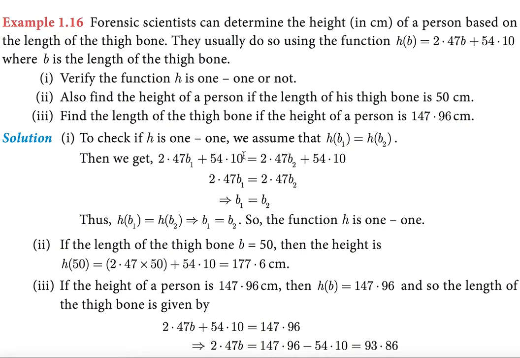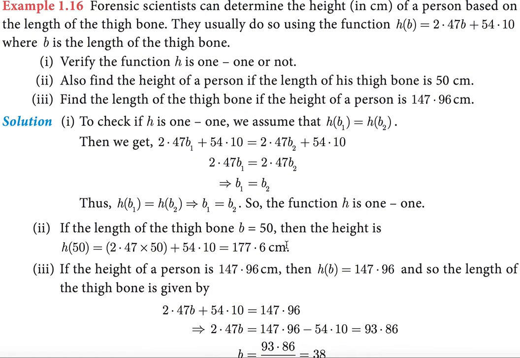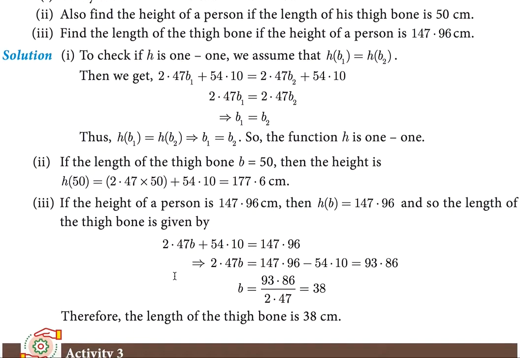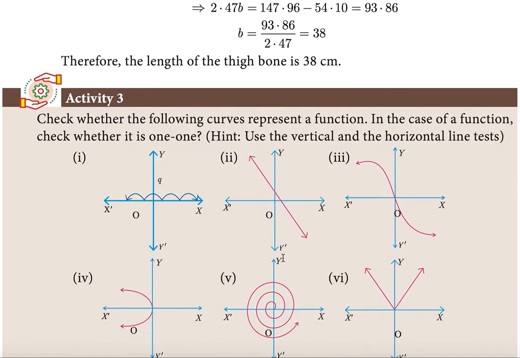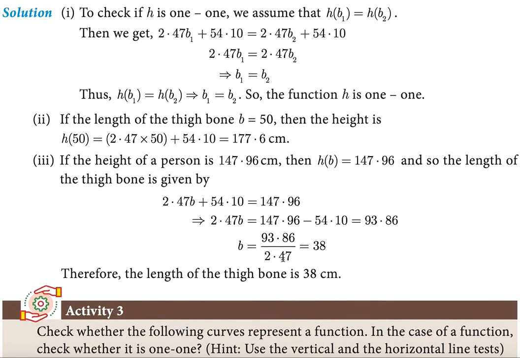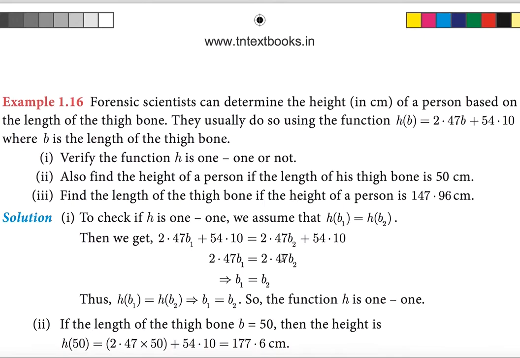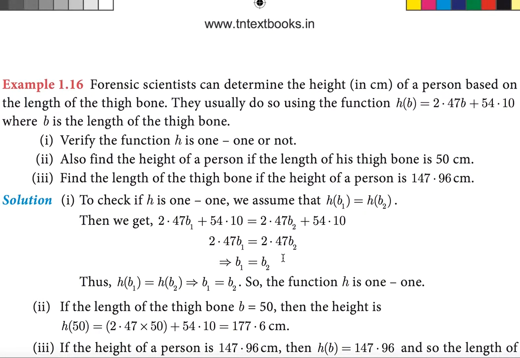First check whether it is 1 to 1 or not. Assume that h of b1 equals h of b2. So h of b1 equals h of b2 when b1 equals b2, then the function is 1 to 1. That we have seen, right? If the length of the thigh bone is 50 cm, then the height is 177.6 cm. If the height of the person is 147, the length of the thigh bone also you can easily calculate. Okay, 2.47b plus 54.1.